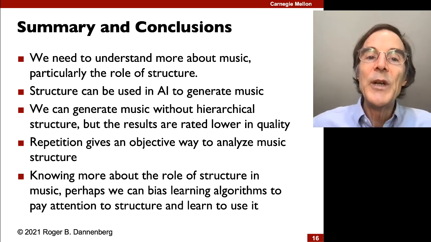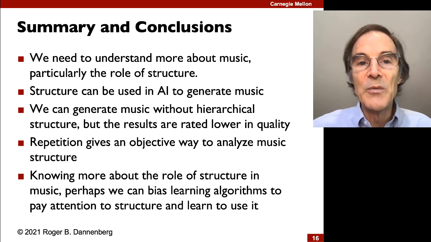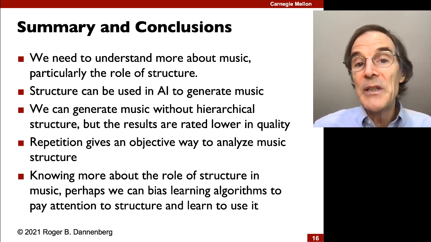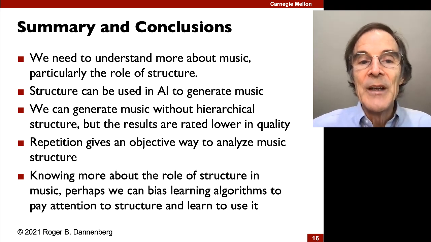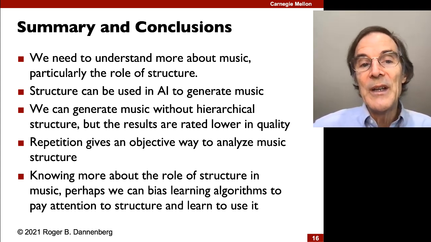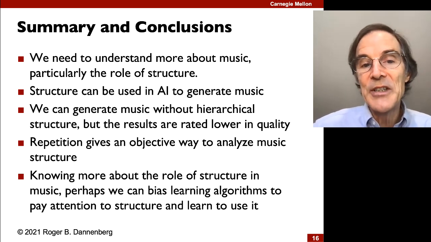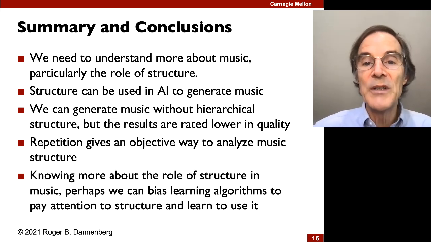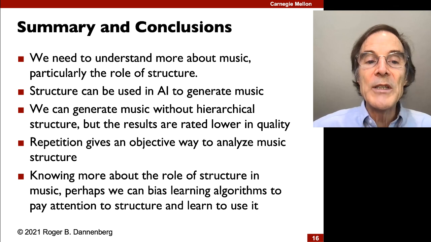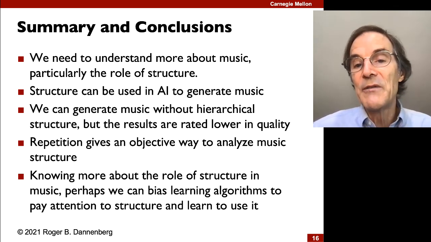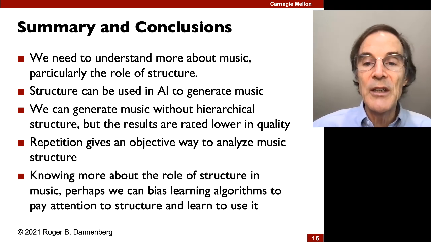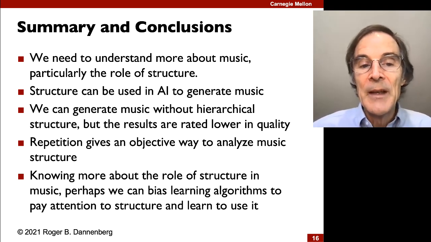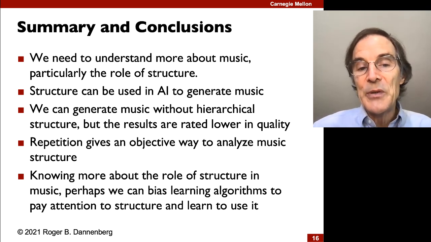So to sum up, we need to understand more about music, particularly the role of structure. And structure can be used in AI to generate music. We find that when we remove hierarchical structure from generation, the results are rated lower in quality, again, showing the importance of structure. We also find that repetition gives an objective way to analyze music structure, which can lead to new developments in music theory. And knowing more about the role of structure in music, perhaps we can bias learning algorithms to pay attention to structure and learn to use it.